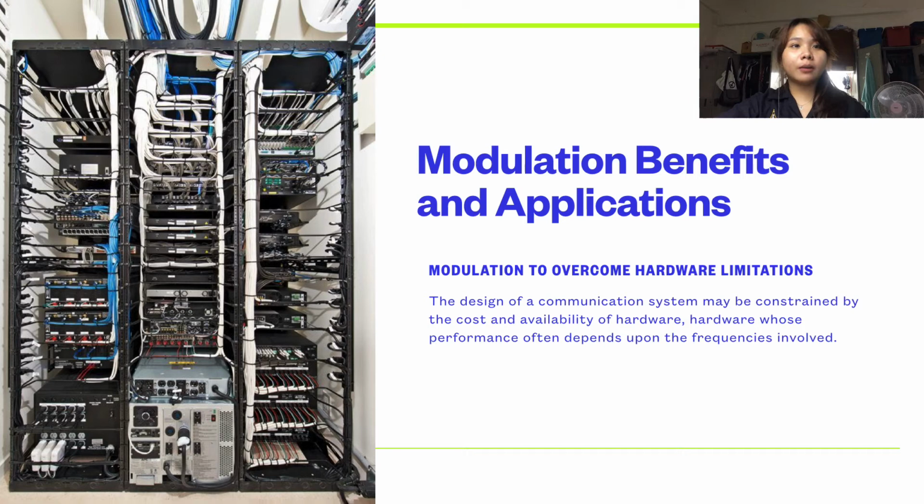Modulation to overcome hardware limitation. The design of a communication system may be constrained by the cost and availability of hardware, whose performance often depends upon the frequency involved. Modulation permits the designer to place a signal in some frequency range that avoids hardware limitations.